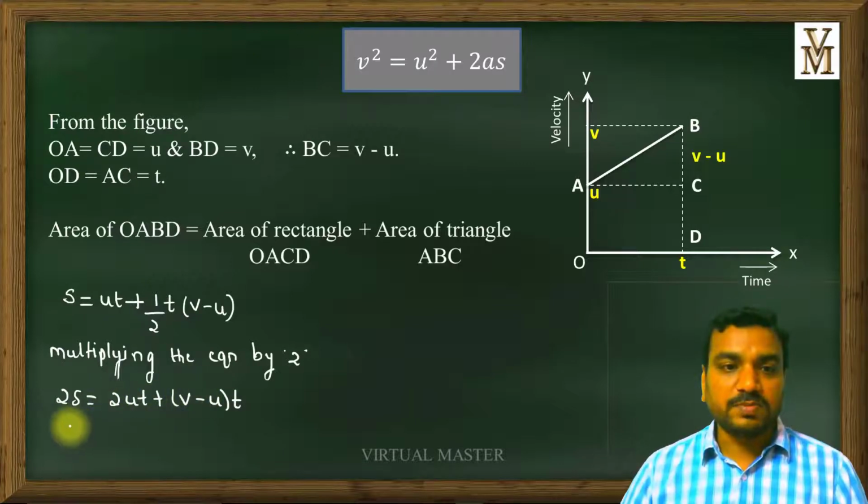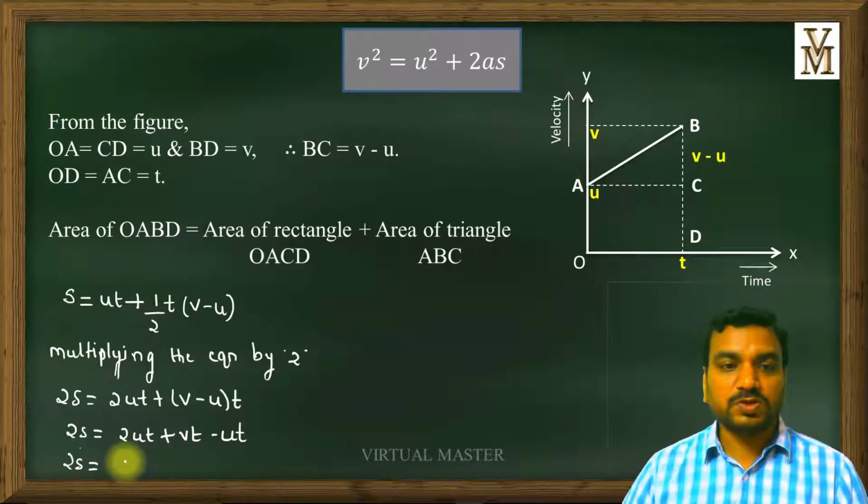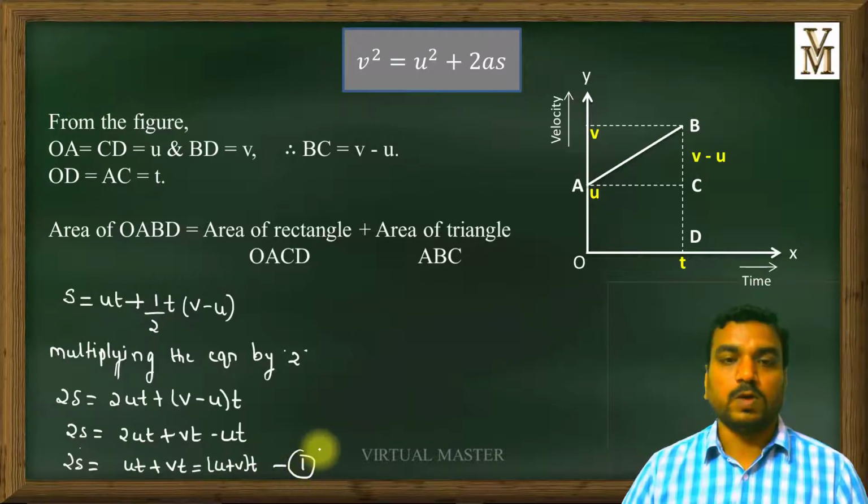Now let us simplify this. 2s will be equal to 2ut plus v into t minus ut. After the simplification, I am going to get 2s is equal to 2ut minus ut, which will be ut only, plus vt. I can write this as, if I take t common, (u plus v) into t. I will call this equation number 1.